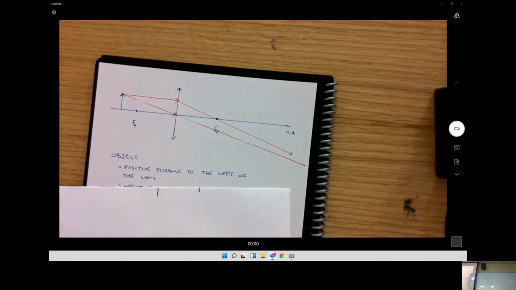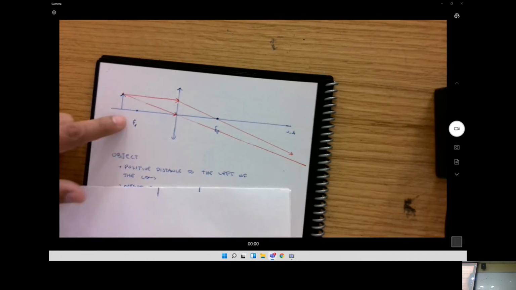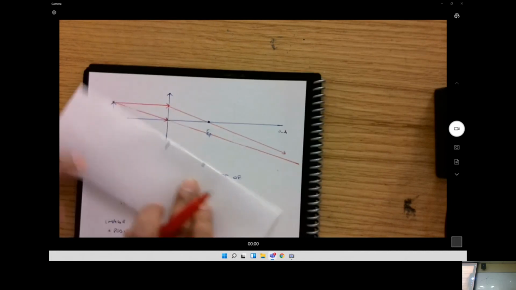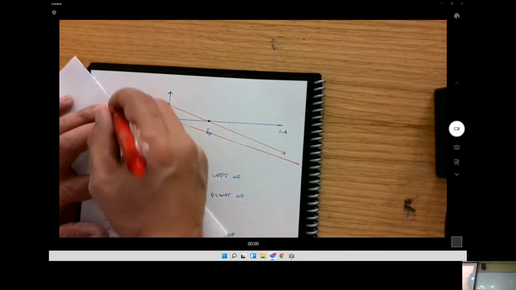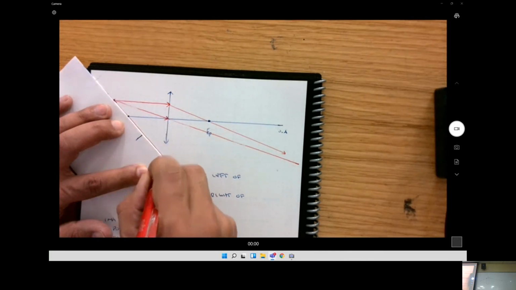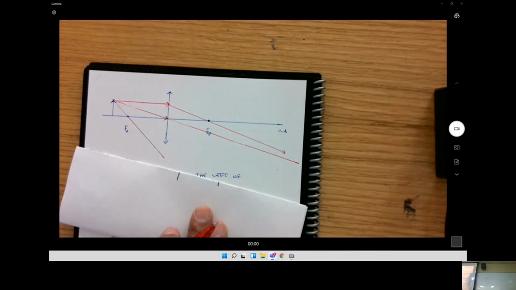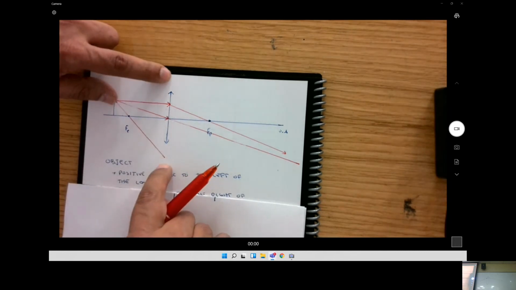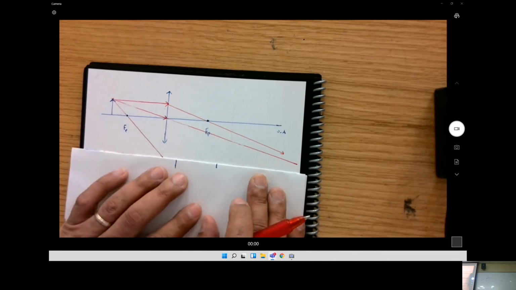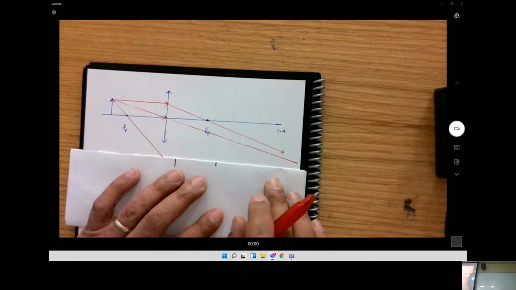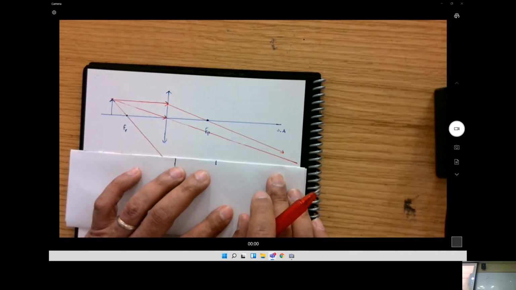And the third principal ray is going to go through the focal point on the object space. So it's going to go from here all the way to the lens. I made my drawing, I made my object too tall, but you can imagine that the lens is big enough that it will capture that ray, and then that ray will come out parallel to the optical axis.